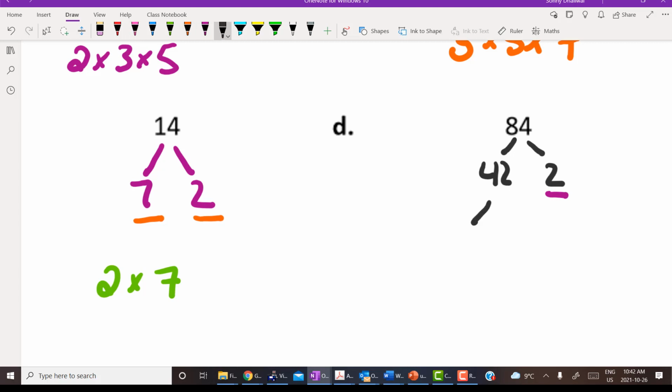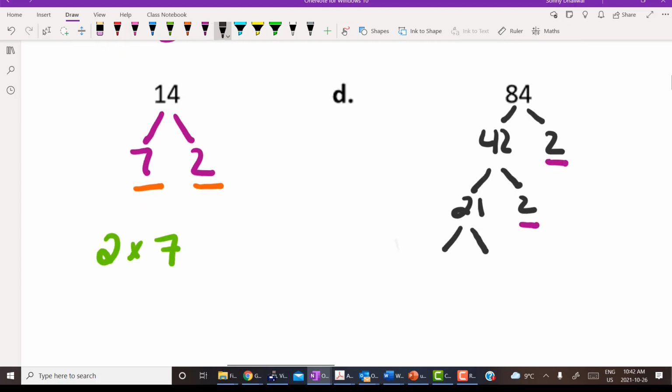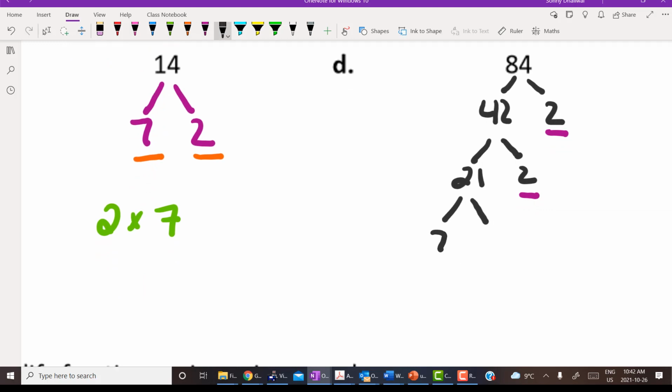And 42 can be broken down to what? 21 and 2. And 21 is 7 and 3. 2 is a prime number, so that one stops. Then we break 21 down to 7 and 3, and those are prime numbers.